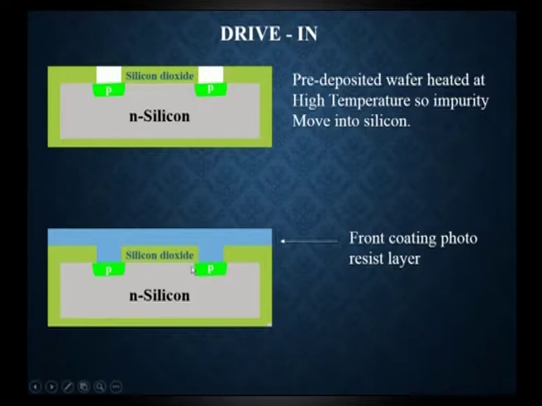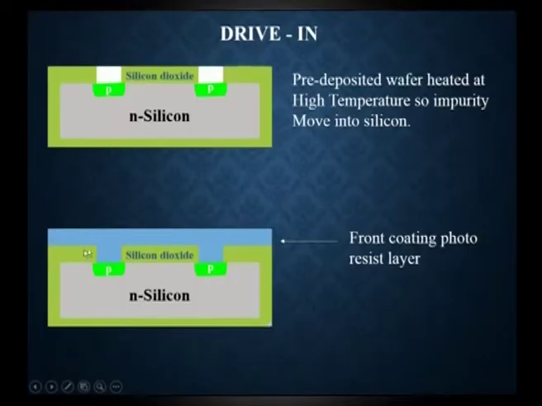After this is a front coating of photoresist layer. Again the front photoresist coating has to be made to avoid any further damage to this layer, and also to carry the further design structure above this. The photoresist coating is again formed.